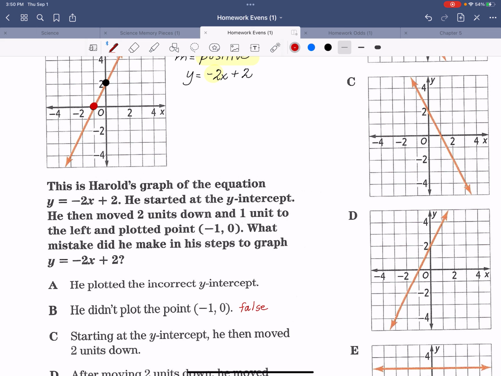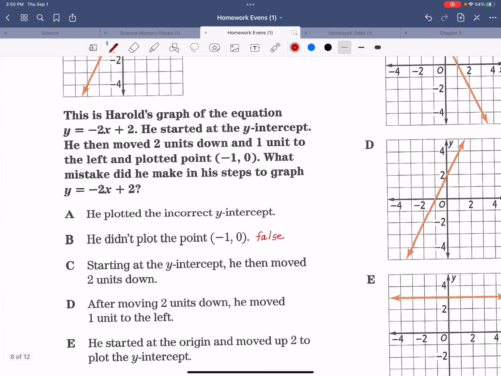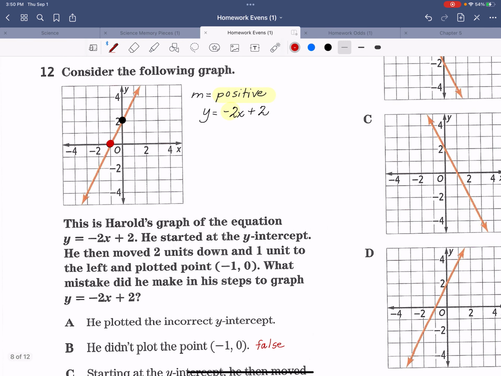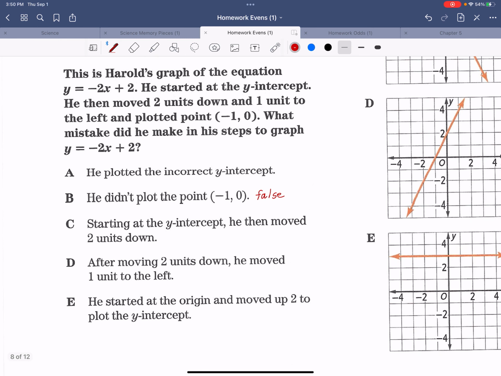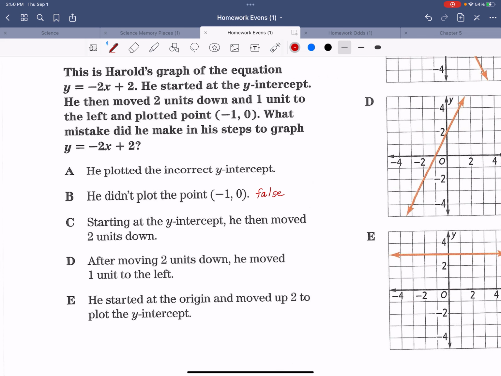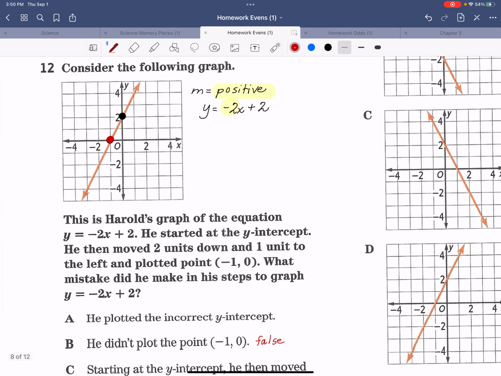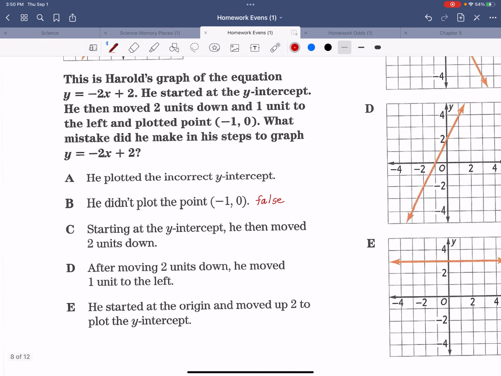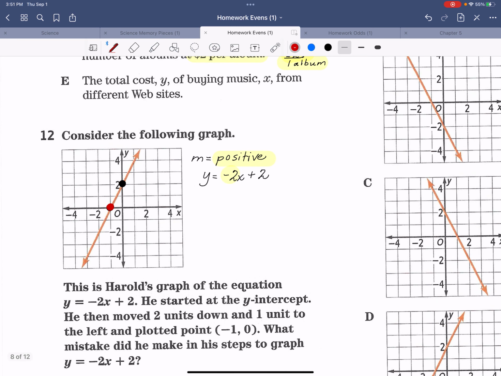Starting at the y-intercept, he then moved 2 units down. That's true. He did that. After moving 2 units down, he moved 1 unit to the left. That's true as well. He started at the origin and moved up 2 to plot the y-intercept. That's a true statement. But they're asking me what mistake he made in doing this. Okay, in Harold's equation, slope is negative 2, and we could say negative 2 over 1.